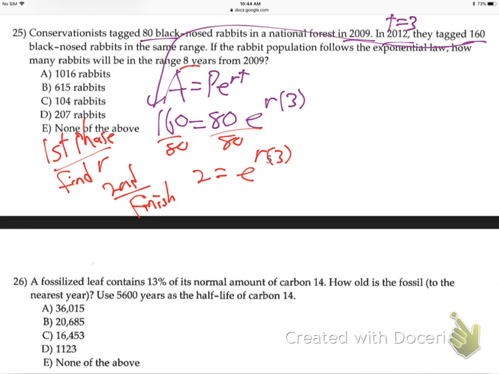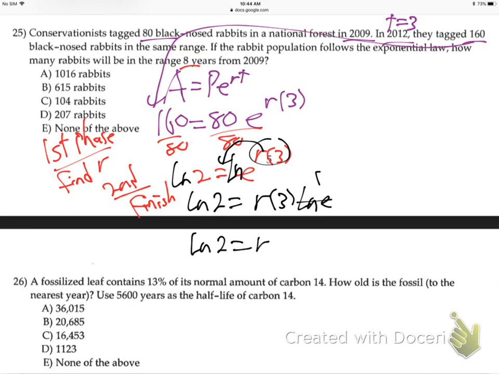And now what do you do to solve for r, which is up in the power zone? Ln of both sides, right? When the letter climbs into power, you got to do Ln, bring it down. So Ln 2 is r times 3 Ln e, and Ln e is 1. So Ln 2 is r times 3. So divide by 3. r is Ln 2 over 3. So we've got r. So now restart.